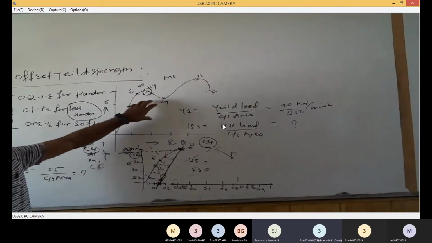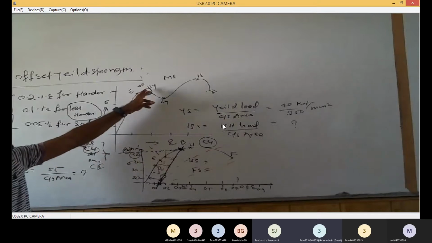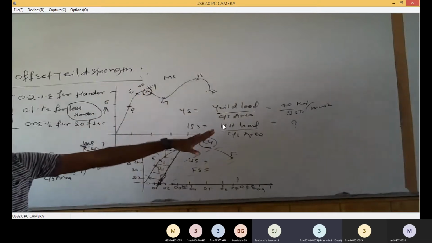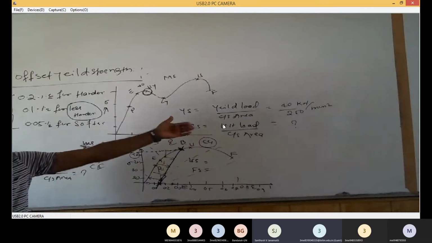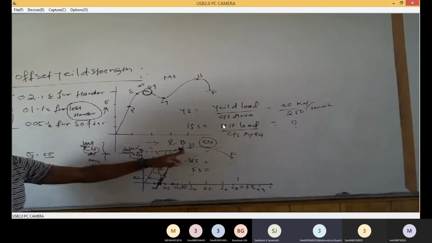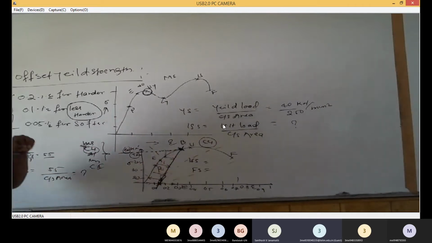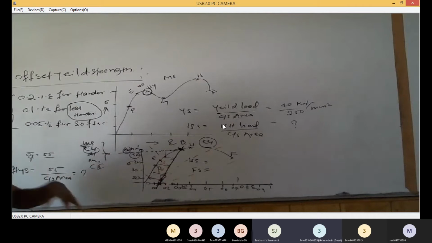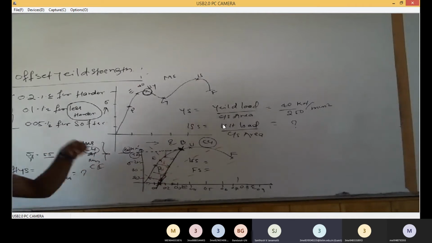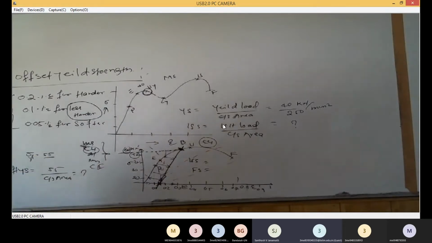Suppose the graph shows like this, there is no problem, no difficulty. Directly, this will show the definite yield point. You can directly determine the yield strength. If the graph shows like this, then it is difficult. In that case, you have to note down your material, or have knowledge about the material you are selecting, whether it belongs to hard, soft or less hard.